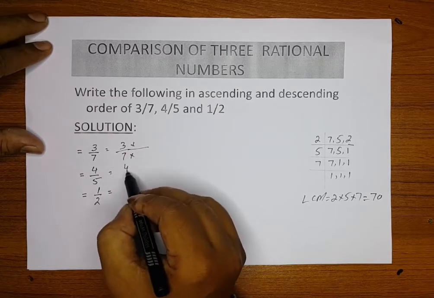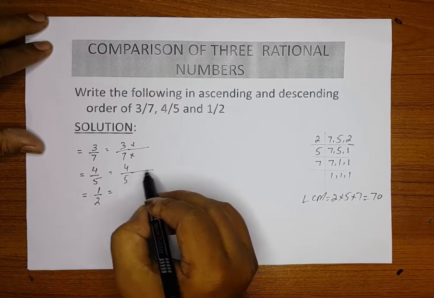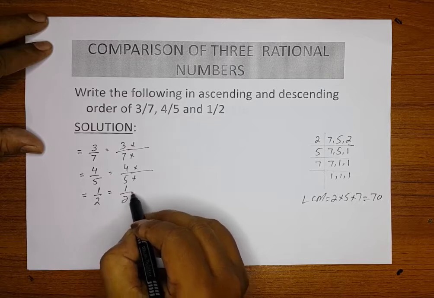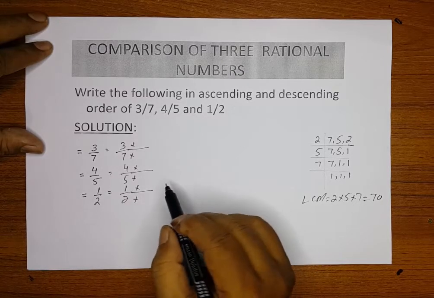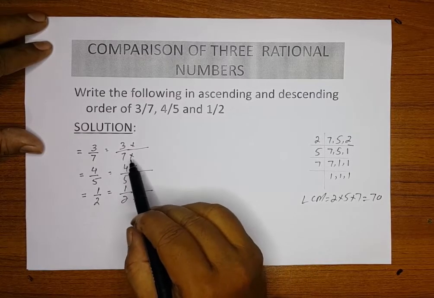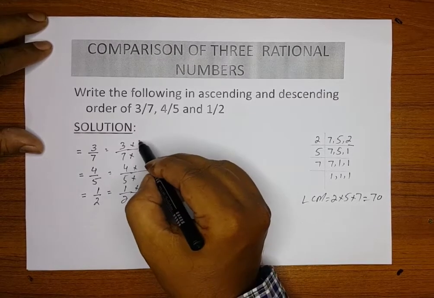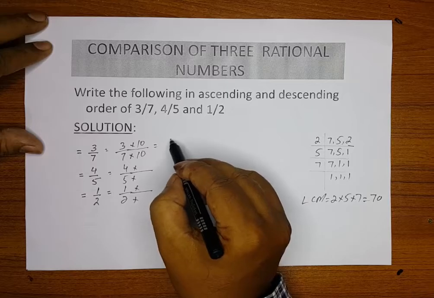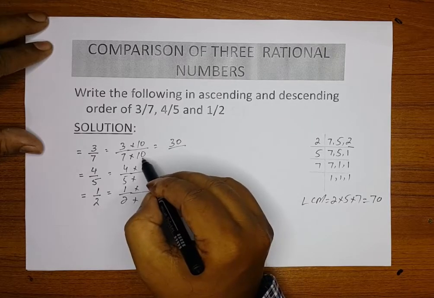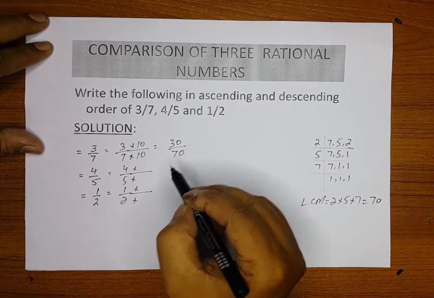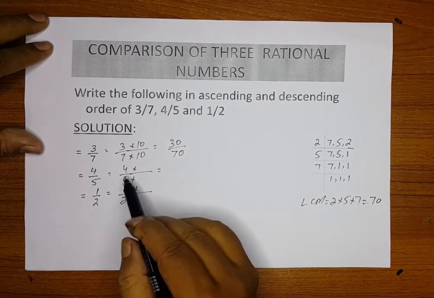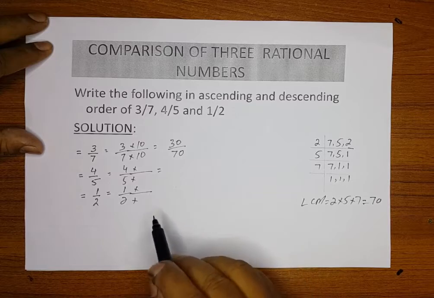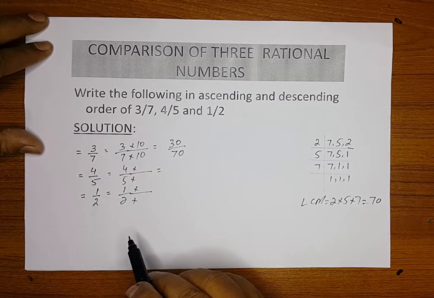Then 4 upon 5. Then 1 upon 2. We want to make 70. So if we multiply up and down by 10, then 10 3s are 30 and 10 7s are 70. Now 4 upon 5. We want to make 5 into 70.